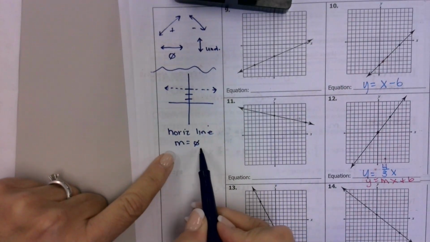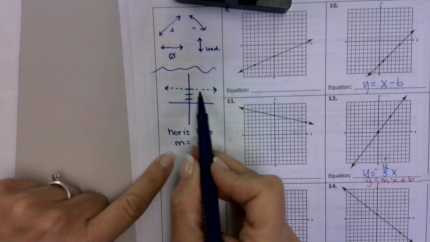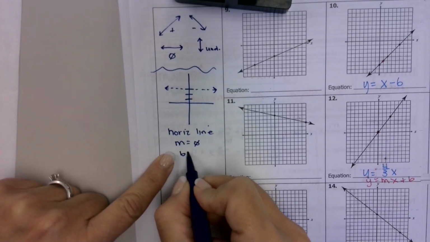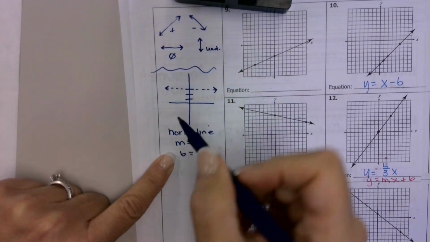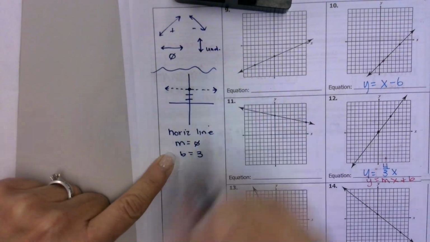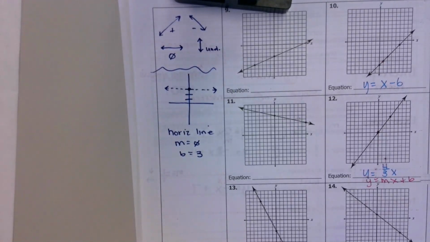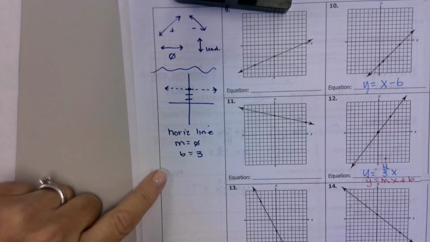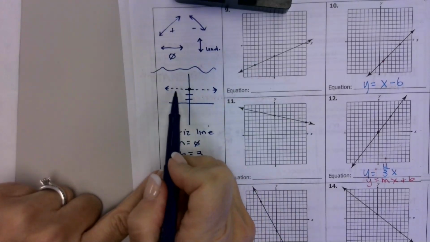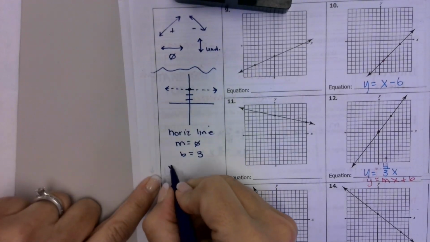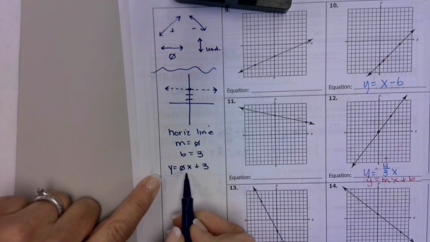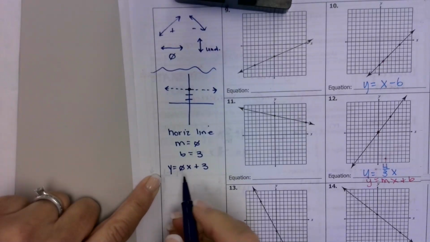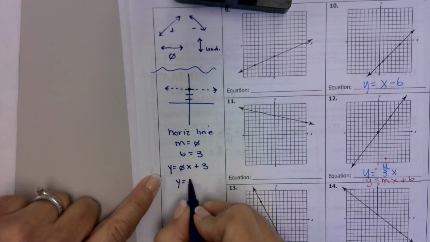So my m value on this line right here is 0, and my b value is 3. This is because this point right there is going to be my y-intercept. Okay, so I still have an equation of a line even though my slope is 0. So what I have here is y equals 0x plus 3. We don't list this 0x because it doesn't really exist. So I have a line that says y equals 3.